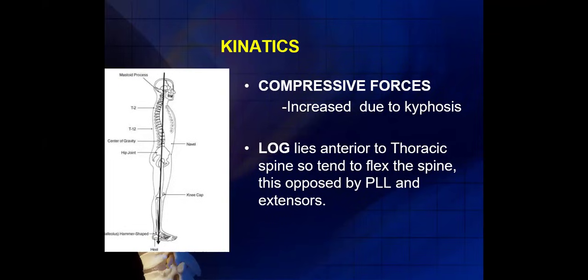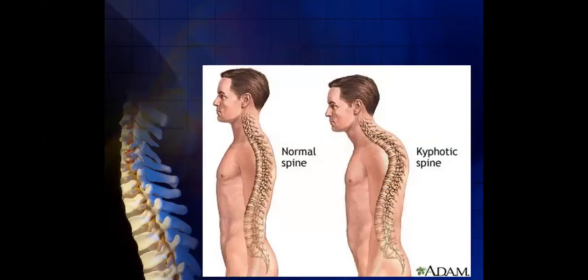For the kinetics of the thoracic spine, there are compressive forces, and these forces are increased due to the kyphotic nature of the thoracic spine. The line of gravity lies anterior to the thoracic spine because it is posteriorly convex, so it tends to flex the spine. This is opposed by the posterior longitudinal ligament and the extensors. The kyphotic nature of the thoracic spine is normal, but if there is an increase in this angulation, this is known as thoracic kyphosis.